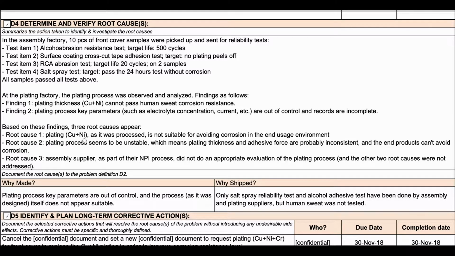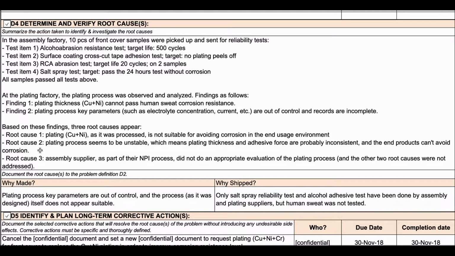So root cause number one, that kind of plating is not suitable for avoiding corrosion. Okay, simply Cu plus Ni, not good for this application. Well, a little bit late to find out about it, but better than never. Root cause number two, unstable process. So the thickness and the adhesive force of the plating are probably inconsistent.